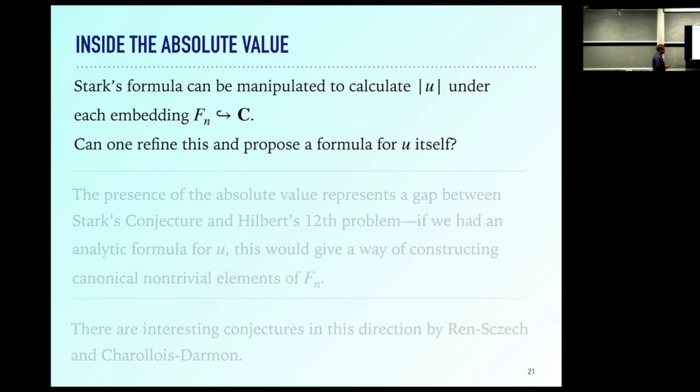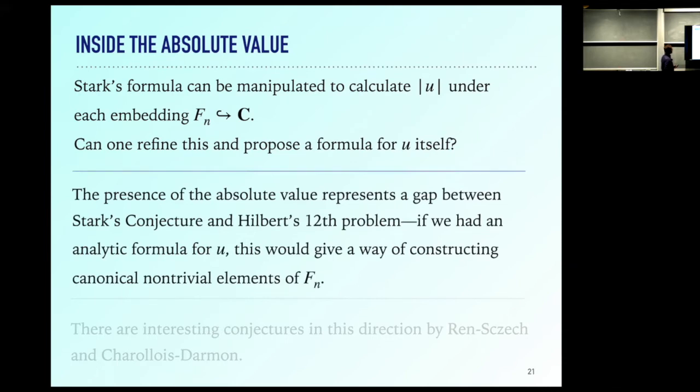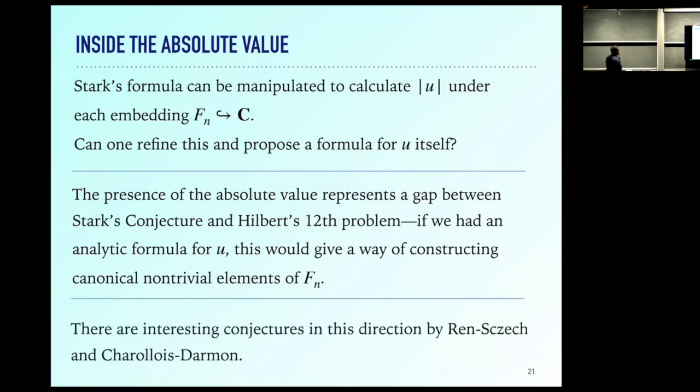Now, there's actually been a lot of work in this direction. I'm not going to take credit for that, but I just want to point out some more beautiful work of Charollois and Darmon, and also by Ren and Sczech, to give precise conjectures for these units themselves rather than just their absolute values.